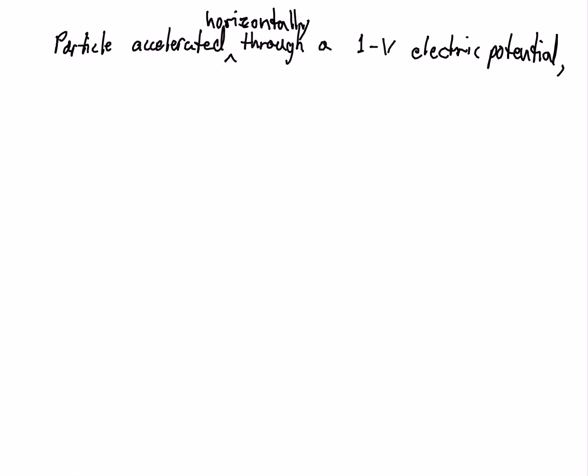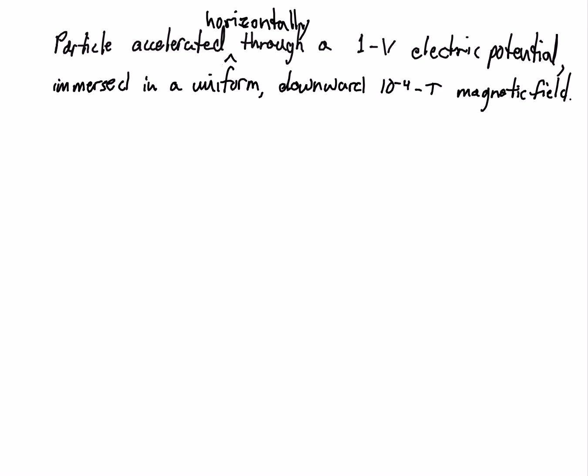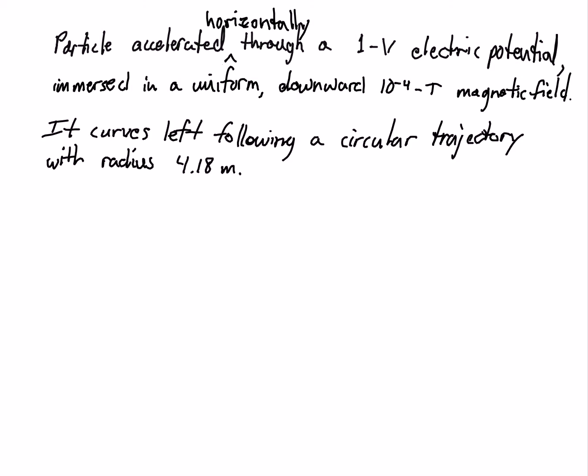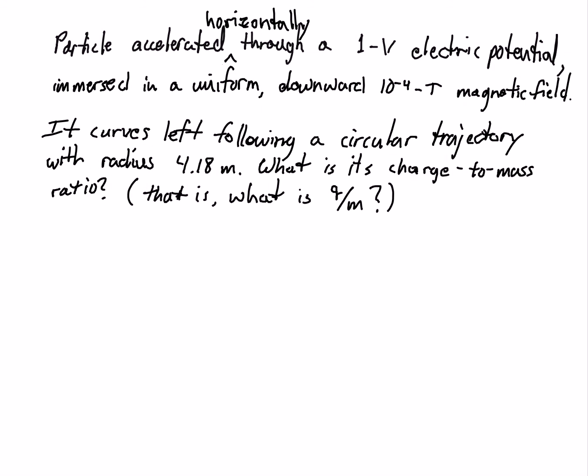It's accelerated horizontally and immersed in a uniform downward 10 to the minus 4 Tesla magnetic field. It curves left following a circular trajectory with radius 4.18 meters. What is its charge to mass ratio? Charge to mass ratio means q over m. Well, we can use Newton's second law because we know something about the force, it's the magnetic force, and we know something about the acceleration, it's the centripetal acceleration.